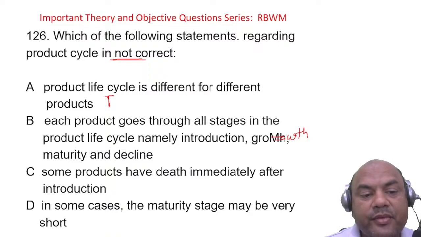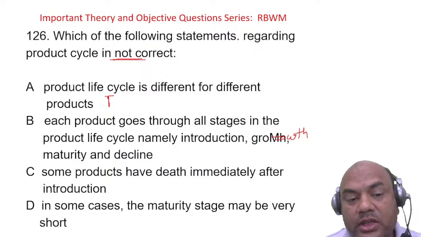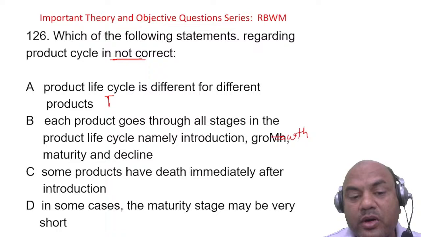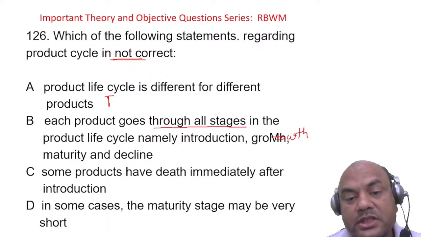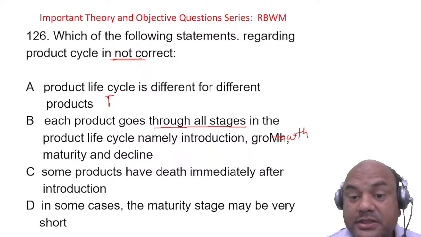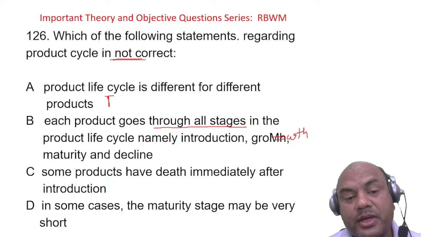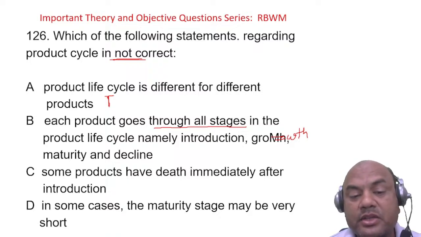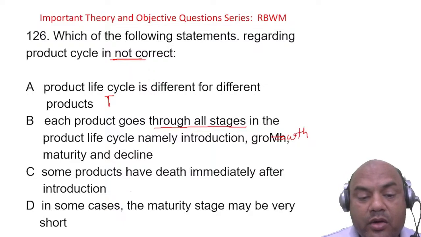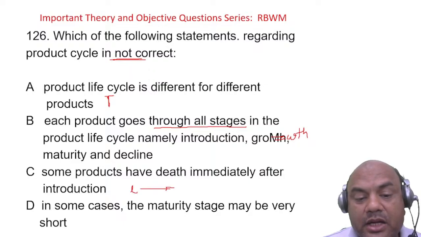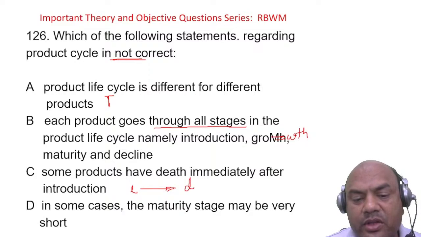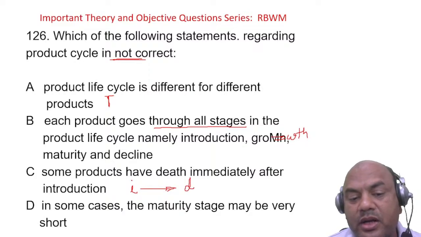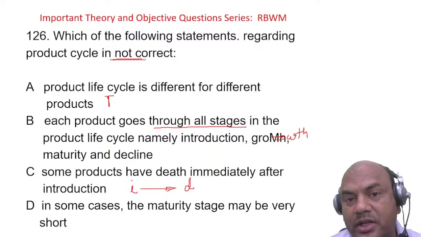Each product goes through all the stages in the PLC. So each product goes through all the stages, is it so? Let's see it later. Some products have death immediately after introduction, meaning from introduction it moves directly to decline or death, you can call it. Introduction, then growth and maturity are not there. Is it so?